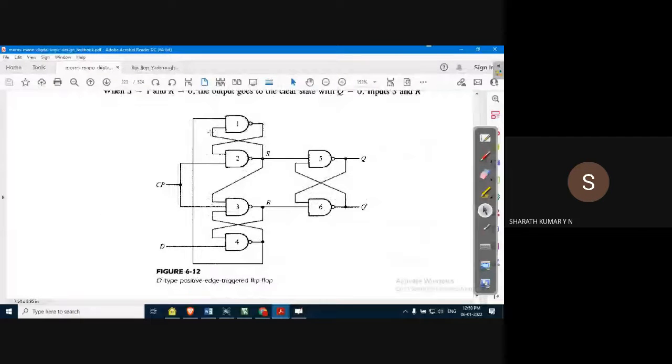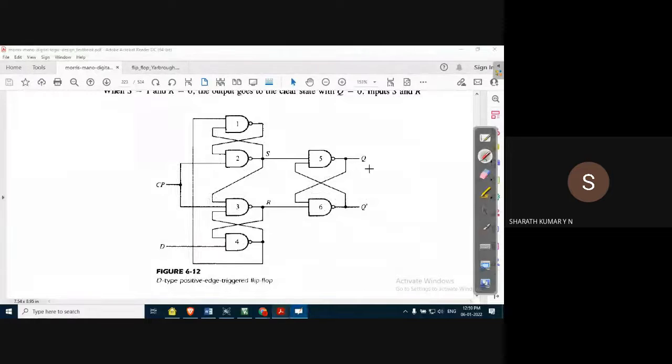It's an edge-triggered flip flop. Okay, let us take an initial condition, just to understand this circuit. Initially, Q is zero, Q bar is one. You can take one and zero, that also works, no issues.